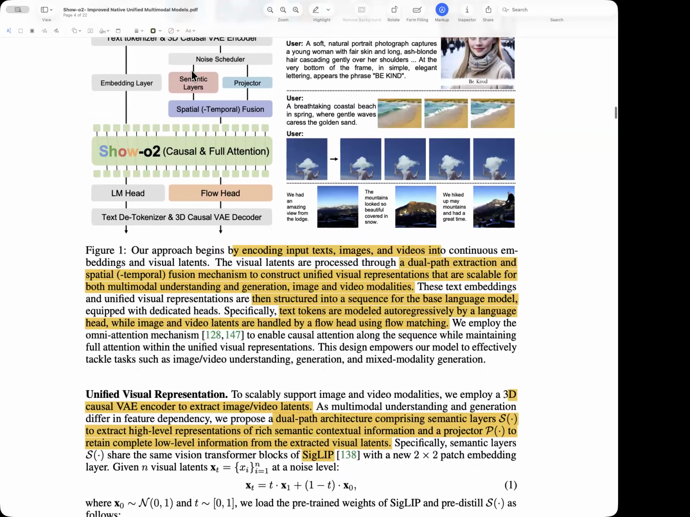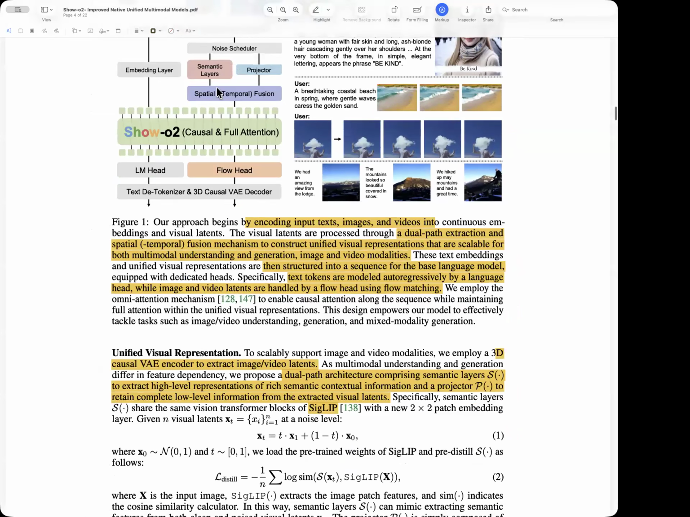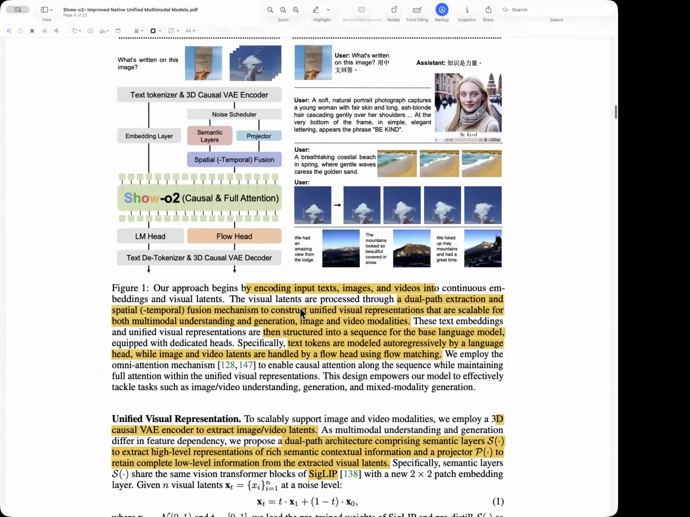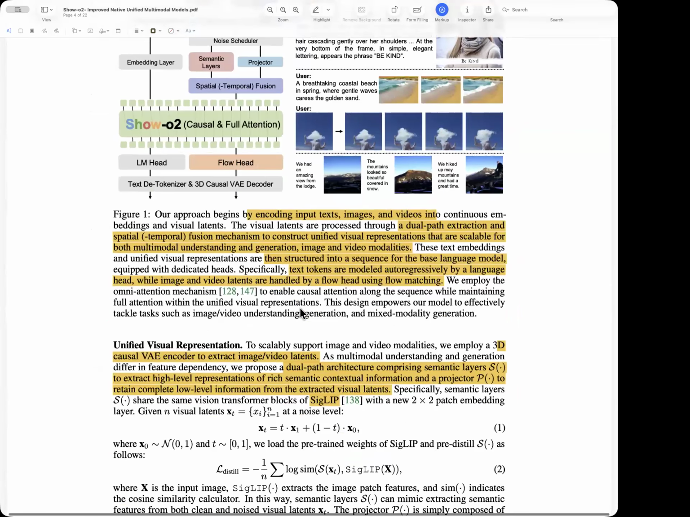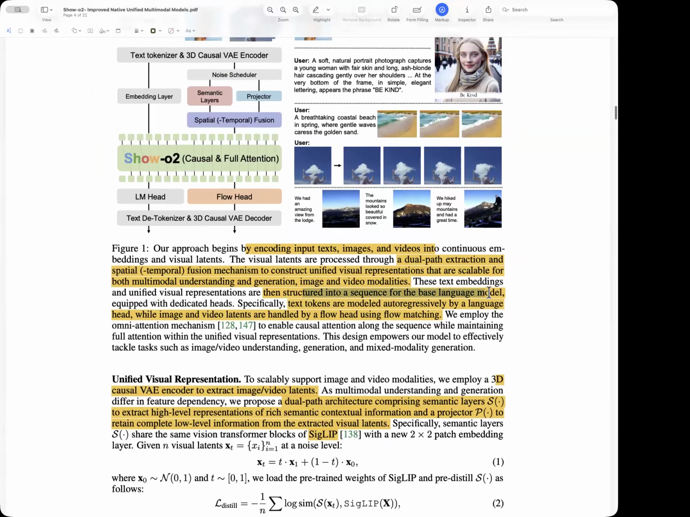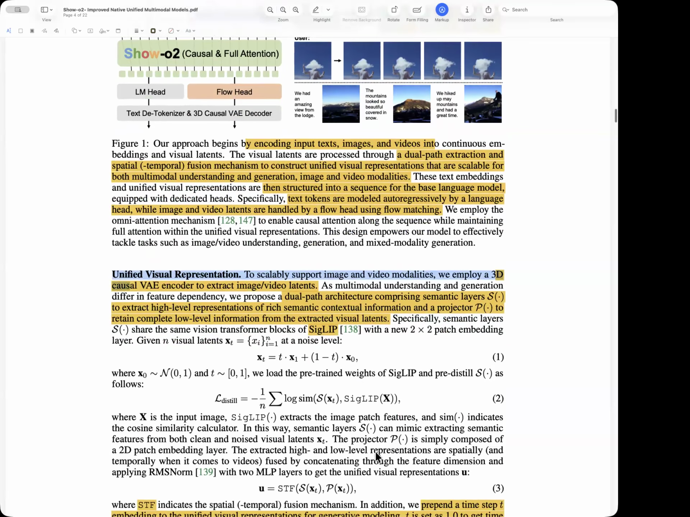So this is that next step. Right here, they're talking about how they do this extraction. You process the images and videos through a 3D VAE, then structure them into a sequence for the base language model. The way that they do this structuring is this architecture here.